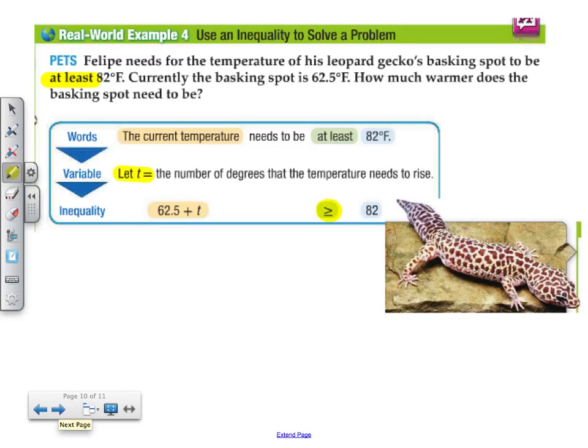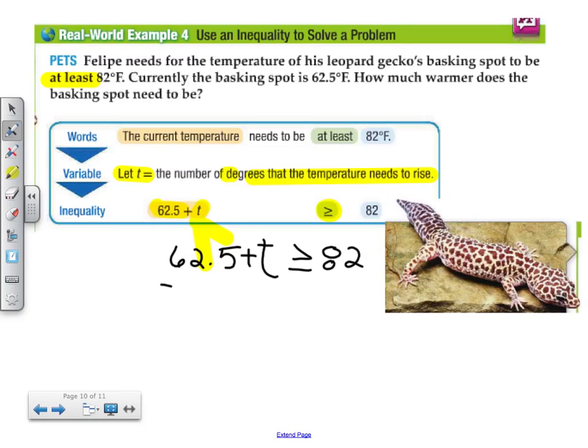So T is the number of degrees that the temperature needs to rise. That's how much it has to increase. This is what it is currently, 62.5. So 62.5 plus some number T is greater than or equal to 82. So that's how we set up our problem. And then you would solve for that problem, right? 62.5 plus T is greater than or equal to 82.